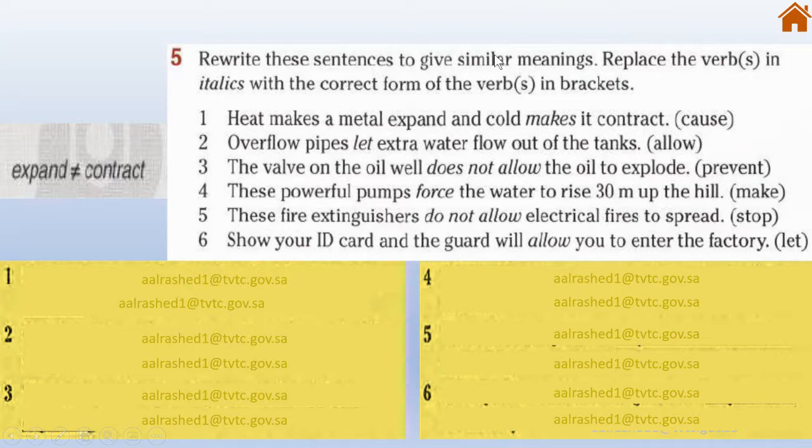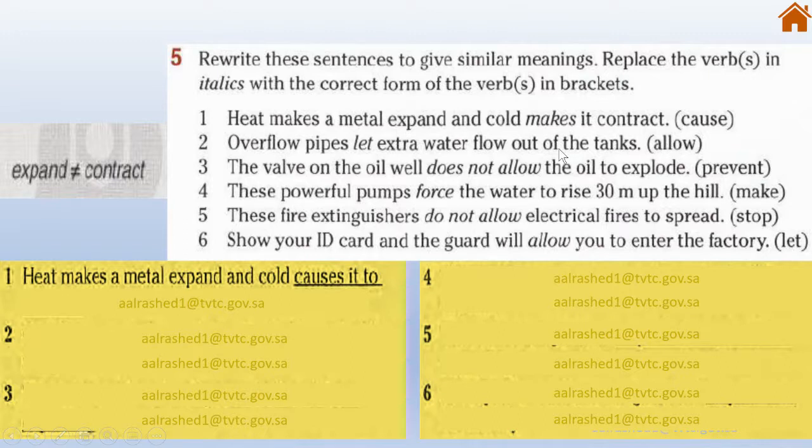Heat makes a metal expand. Expand means goes bigger, becoming bigger. Cold makes it contract. The opposite: goes smaller or becomes smaller. So we need to use "cause" instead of "makes". Let's see the answer. Heat makes a metal expand and cold causes it. As we said before, with causes, you must use "to". Causes it to contract.